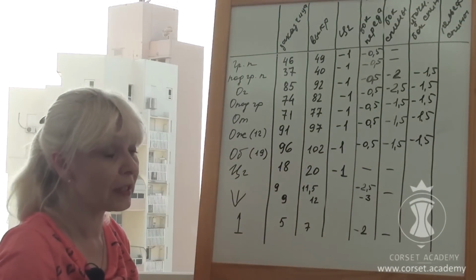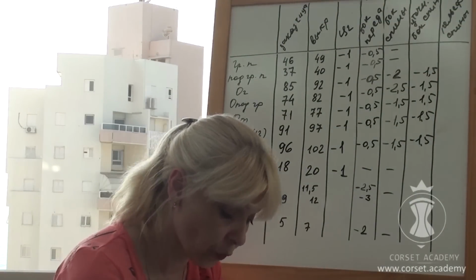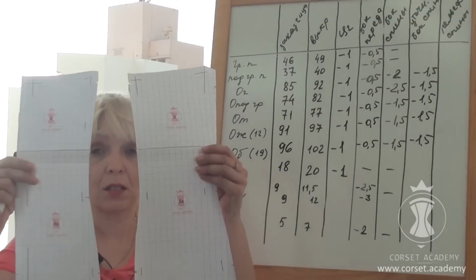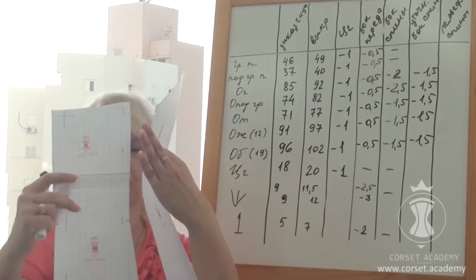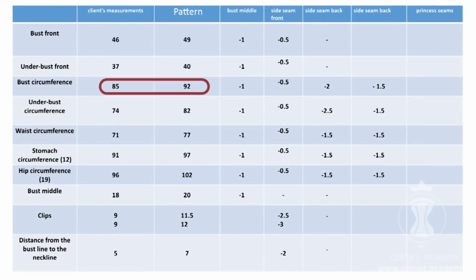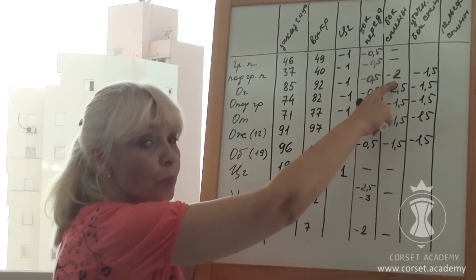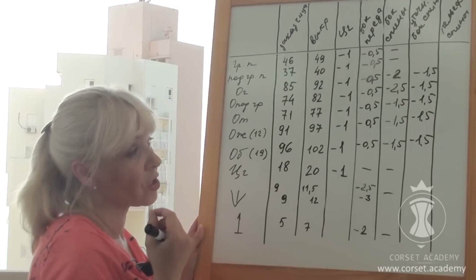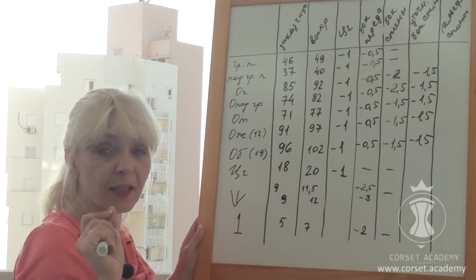All other adjustments of the side seam of the back will be applied with the help of its princess seams. Column 8. There are 2 princess seams at the back of the dress, and each of them is made of 2 raw edges. It's why each calculated value should be divided by 4. Bust circumference. 85 centimeters on the client and 92 centimeters on the pattern. I have reduced the standard pattern by 3 centimeters: 2 centimeters in the bust middle and 1 centimeter along the side seam of the front, and by another 3 centimeters along the adjusted side seam of the back.